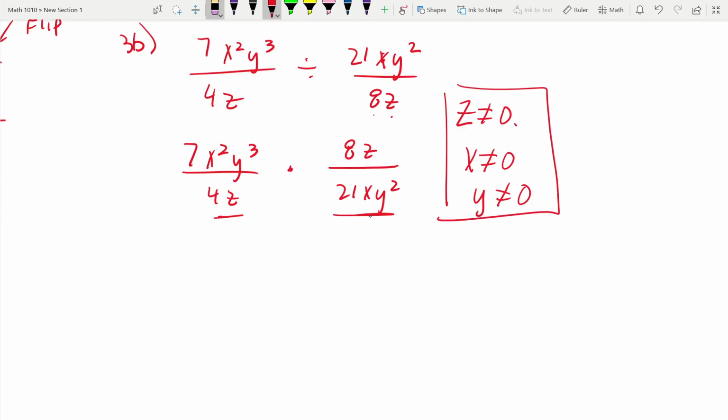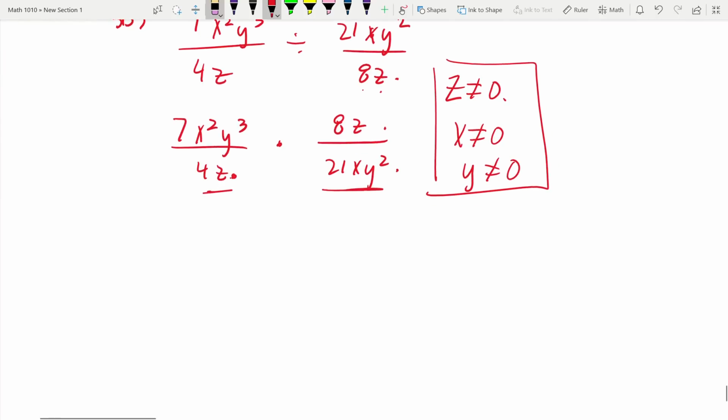So it ended up working out okay even if I had forgotten, and that's because I have a z down here. But just know, of the one that you flip upside down, restrictions come from both the top and the bottom, because here the z was on the bottom, it ends up being on the top, and that is a restriction as well. So both top and bottom are restrictions, okay? Okay, I'm going to multiply those together. 8 times 7 is 56, x to the second, y to the third. On the bottom, 21 times 4 is 84, x, y to the second times z.